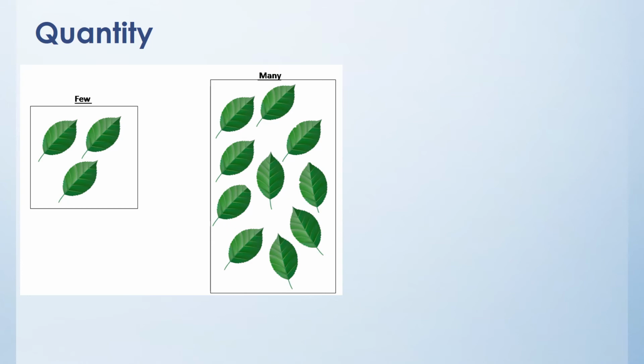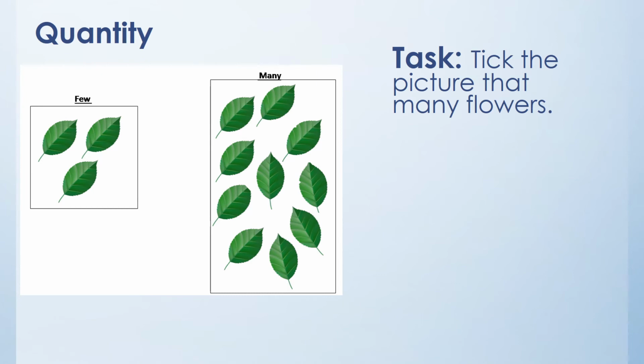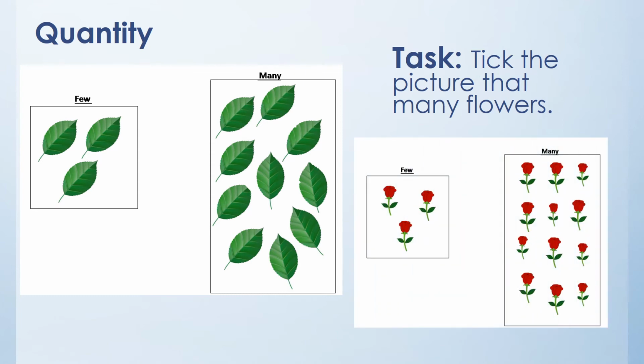It means the quantity of leaves is more or many in the second group, whereas in group 1 there are few leaves. To understand the concept more clearly, let's do one more example. It is a task. Take the picture that has many flowers. Now, here are two groups of flowers. In group 1, there are 3 flowers, whereas in group 2, there are 12 flowers.